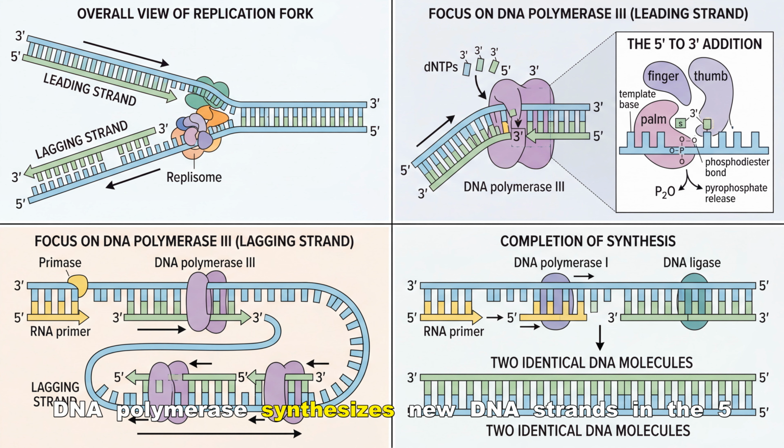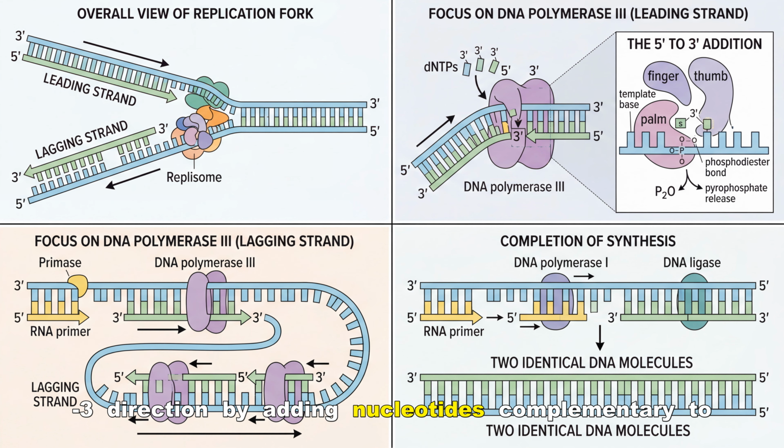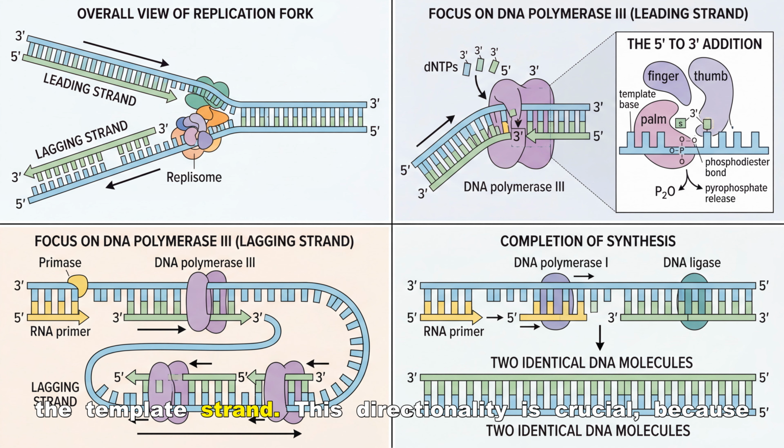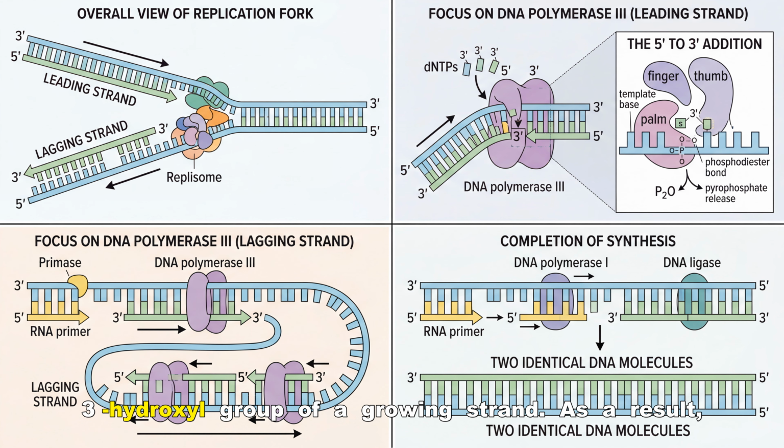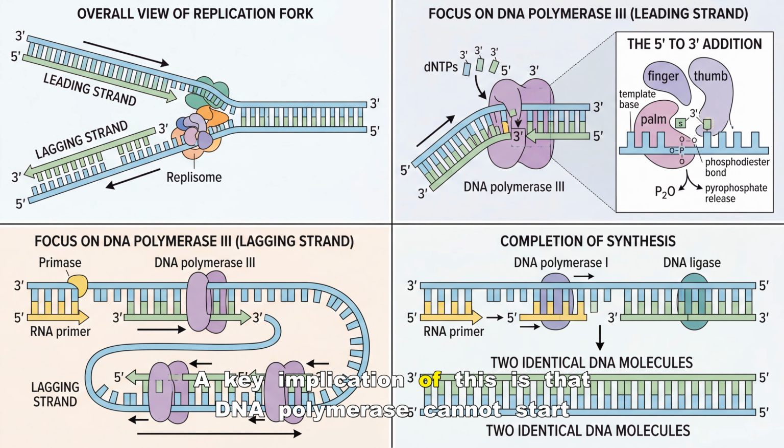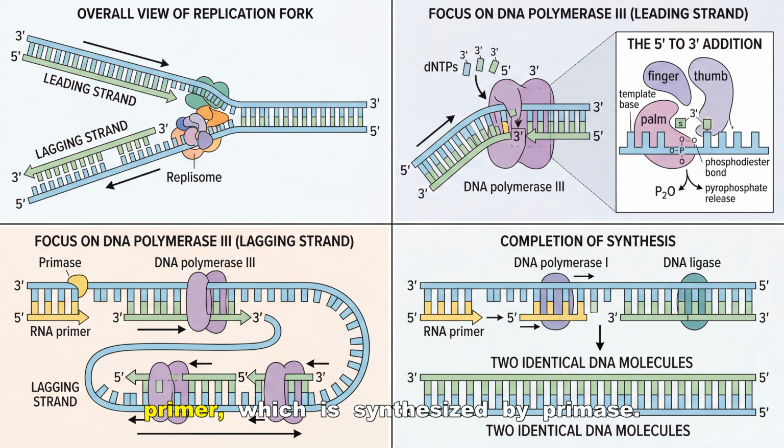DNA polymerase synthesizes new DNA strands in the 5' to 3' direction by adding nucleotides complementary to the template strand. This directionality is crucial because DNA polymerase can only add nucleotides to the 3' hydroxyl group of a growing strand. As a result, the template strand is read in the 3' to 5' direction. A key implication of this is that DNA polymerase cannot start synthesis from scratch. It requires a short RNA primer, which is synthesized by primase.